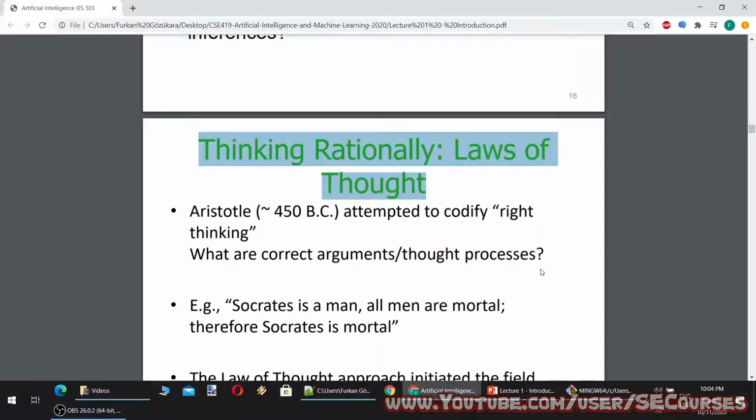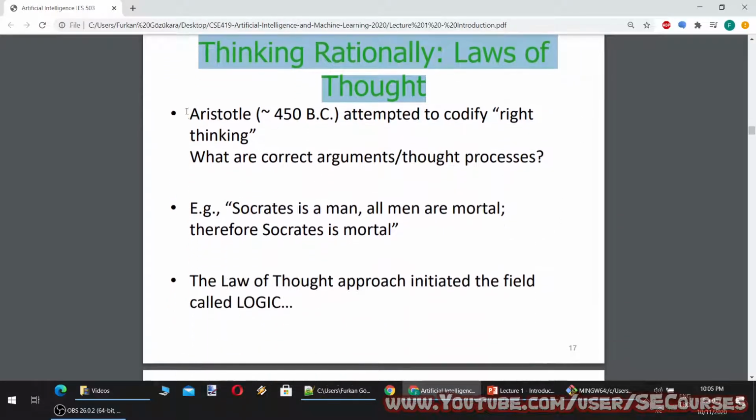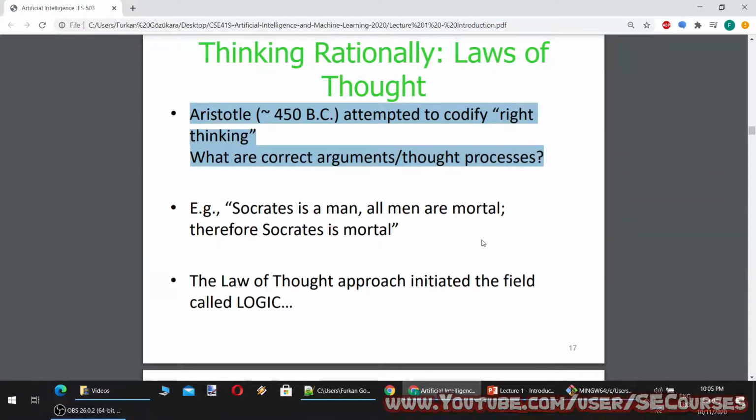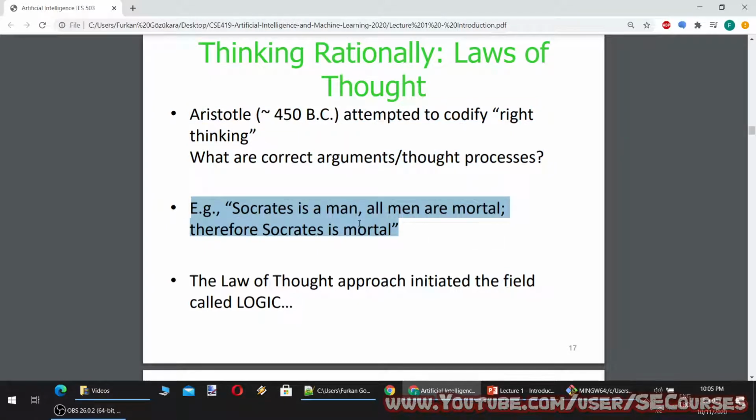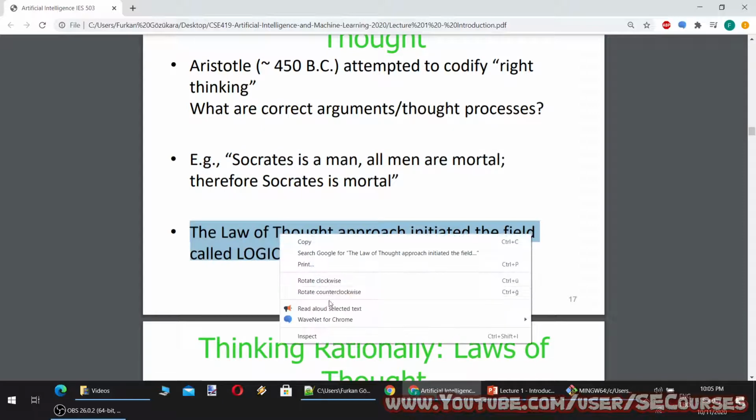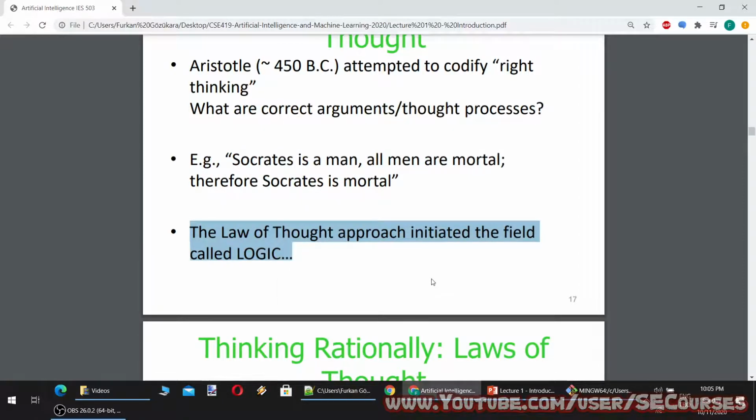Thinking rationally, laws of thought. Aristotle, 450 BC, attempted to codify right thinking, that is, correct arguments and thought processes. For example: Socrates is a man, all men are mortal, therefore Socrates is mortal. The laws of thought approach initiated the field called logic.